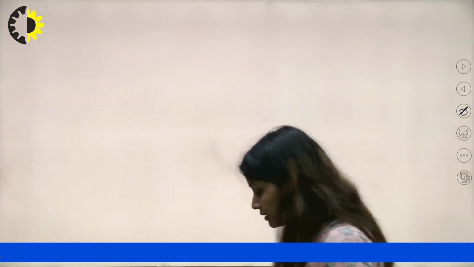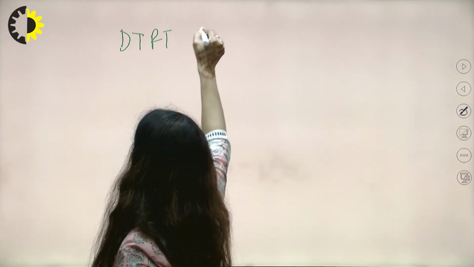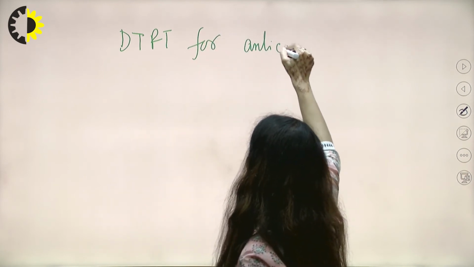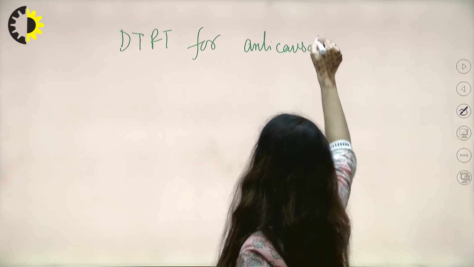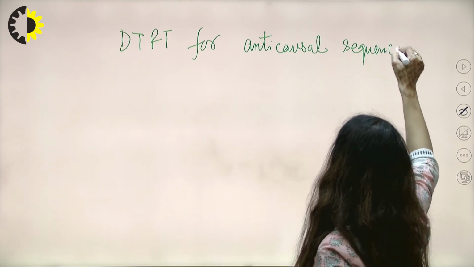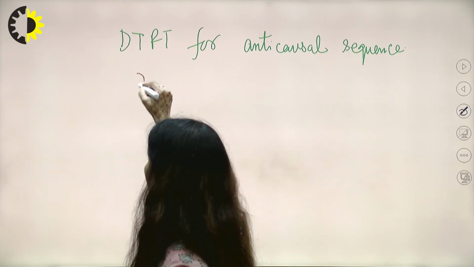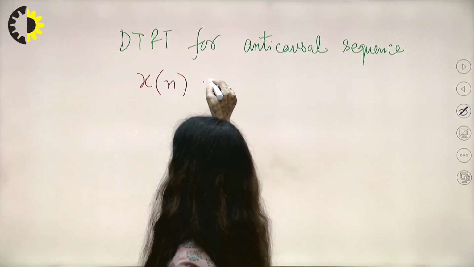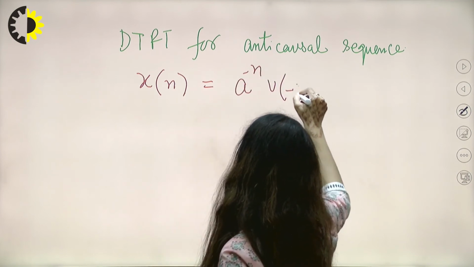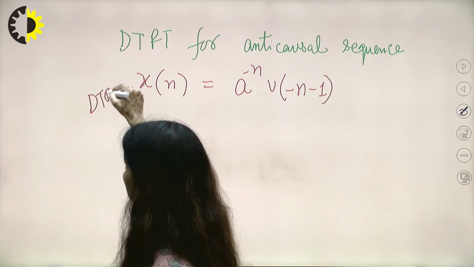Now let us consider the calculation of the DTFT for an anti-causal sequence. One example we will take. Let us calculate the discrete-time Fourier transform of x[n] equal to a raised to the power minus n times u[-n-1]. So we need to calculate the DTFT for this particular signal.